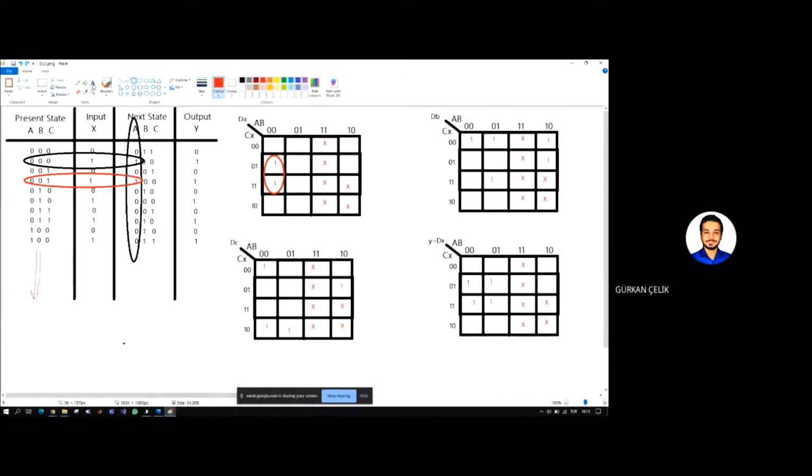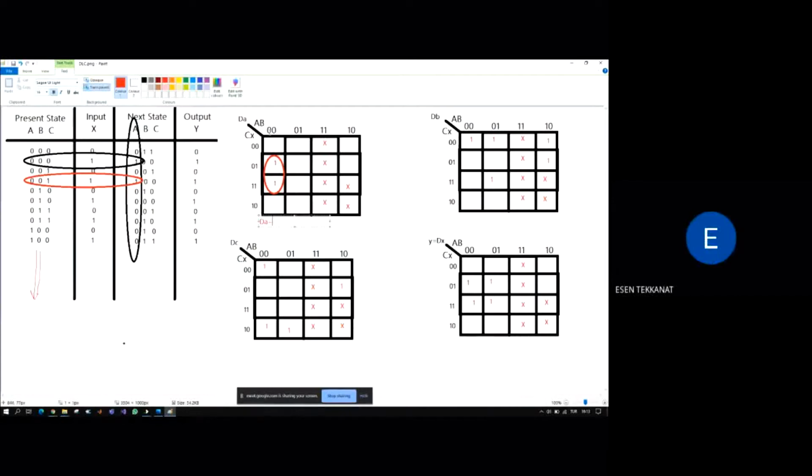Esen, can you hear me now? Just listen carefully. dA equals, here we have A complement, B complement. Why is it A complement and B complement? Because it's in this column, where A is 0 and B is 0. It doesn't change. That's why A complement, B complement. That's correct. But for the row, it's X, right?